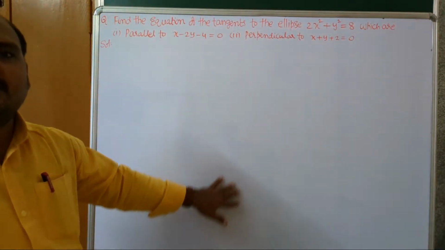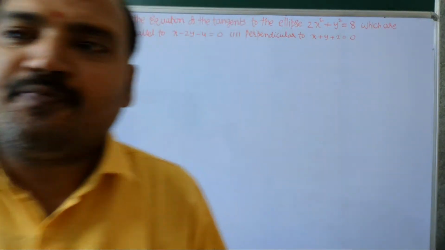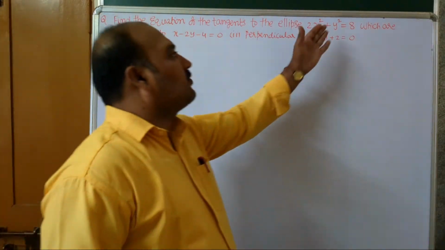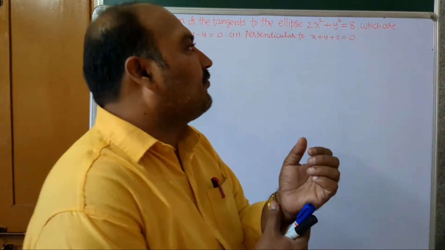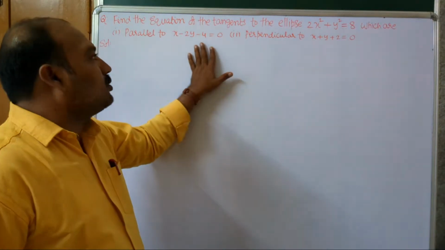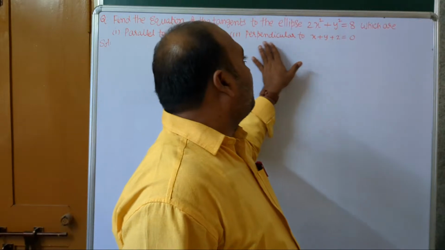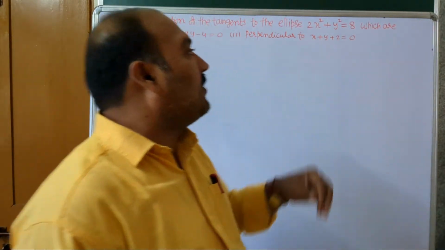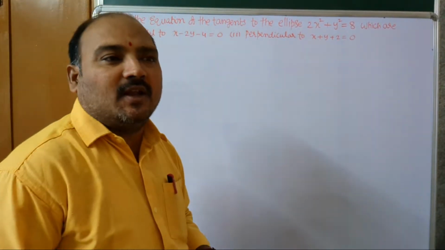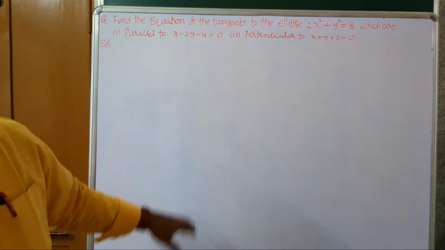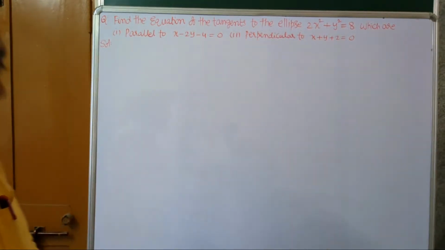So let us have a discussion. The first question: find the equation of the tangents to the ellipse 2x square plus y square equal to 8, which are parallel to x minus 2y minus 4 equal to 0 and perpendicular to x plus y plus 2 equal to 0. Regularly they are asking these types of questions: equation of tangent and equation of normal.